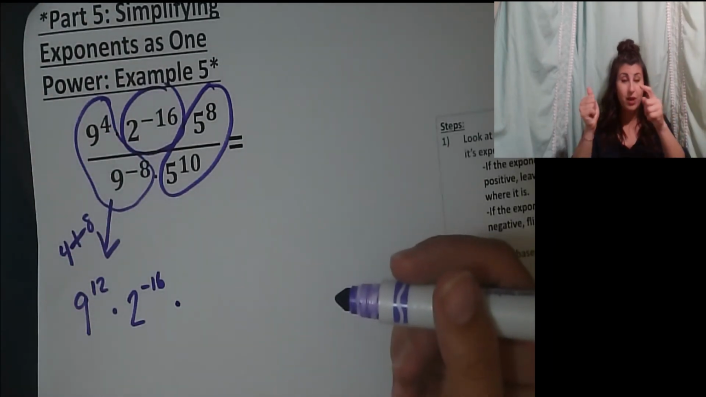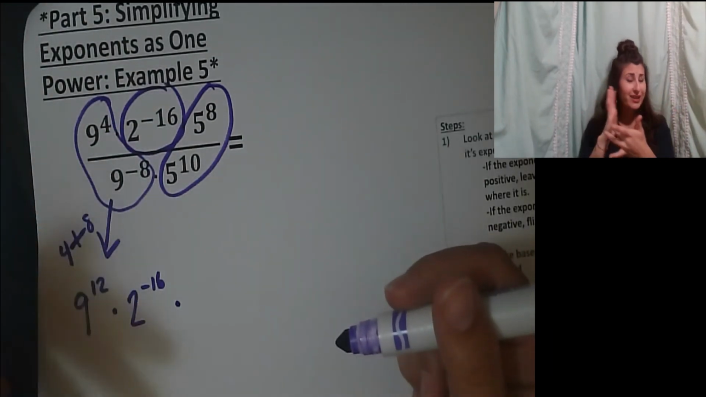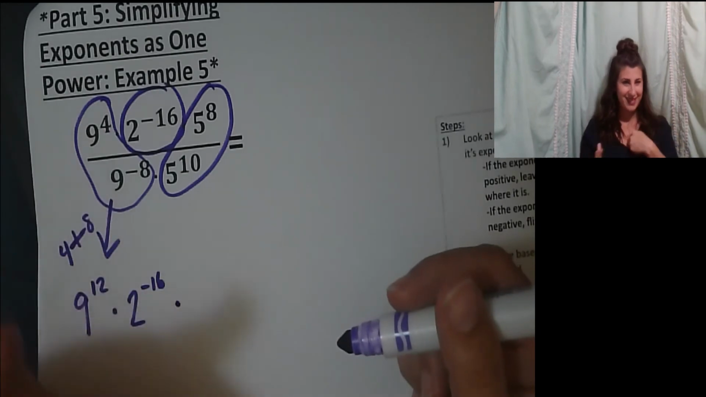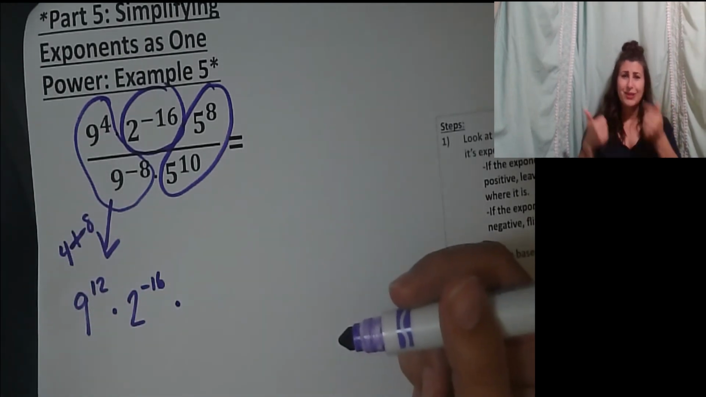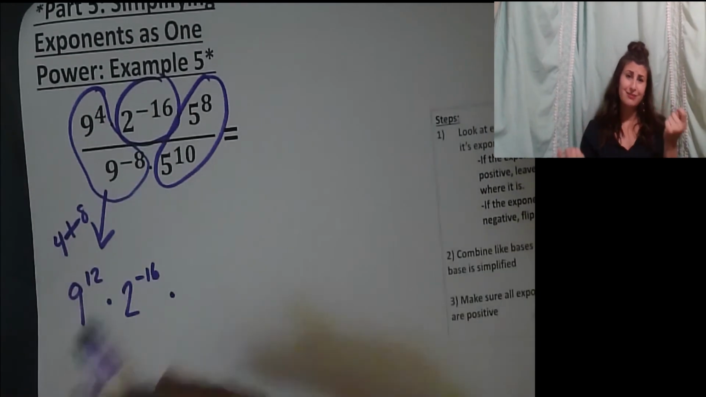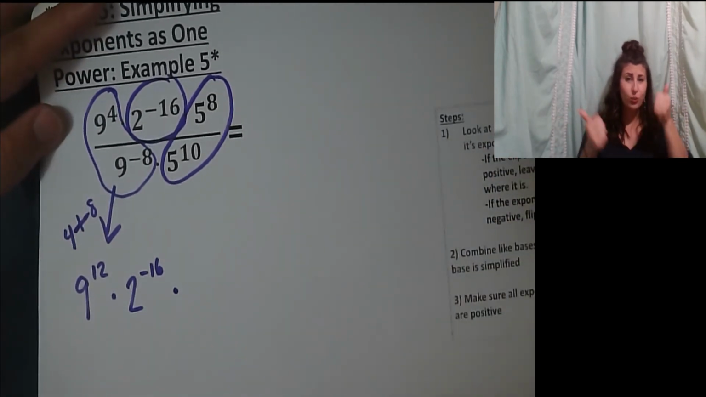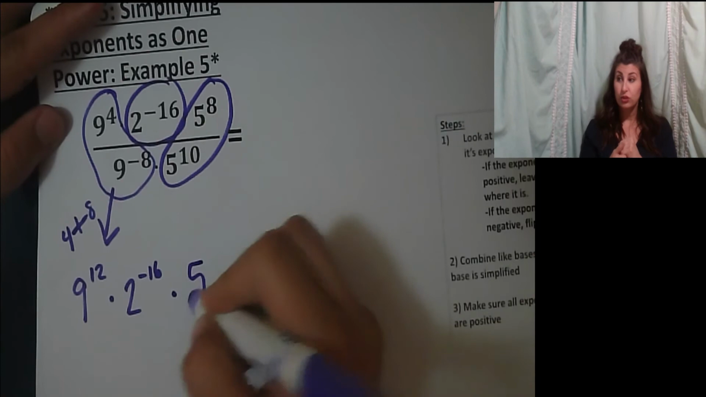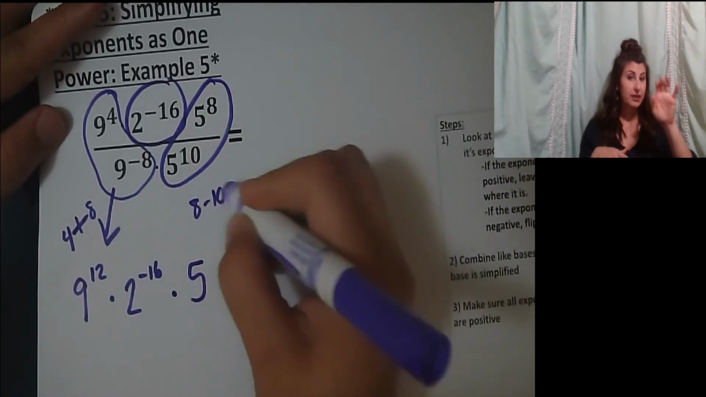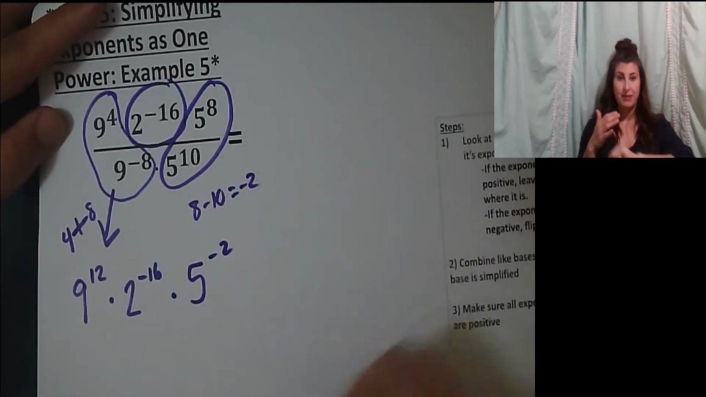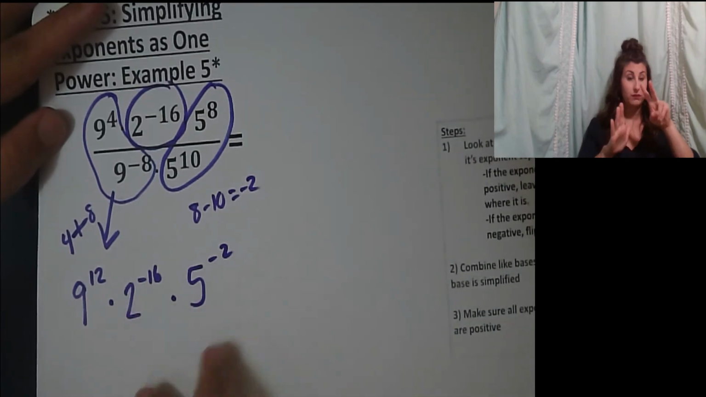Remember, there's lots of ways of doing it. It's hard for me to gauge which way you guys like best because I do not have you in a classroom right now. So I'm trying my best to pick different strategies to see what would help. Okay, so then I have my base of 5 and it'll be 8 minus 10, which is negative 2. Okay, so this is what I have so far when I use my rules.